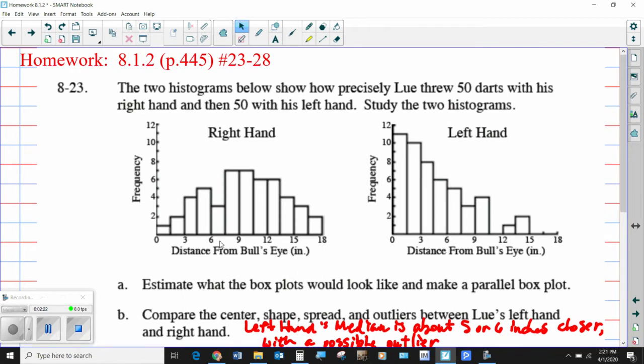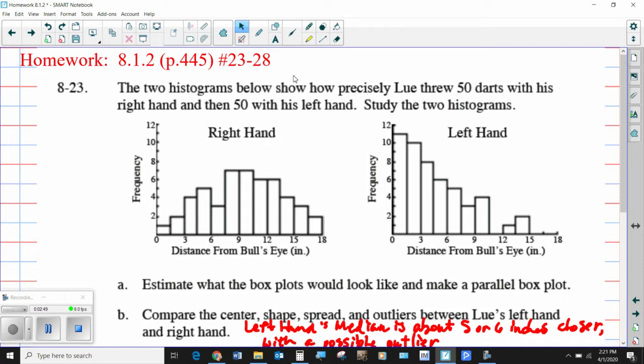All right, I'm not a big fan of this question, but let's just take a look at it. It's really the last part, or actually part A, estimate the box plots, what they would look like. I don't really like that question, but we kind of get an idea just by looking at the histogram how the box plot may look. It says the two histograms below show how precisely Lou threw 50 darts with his right hand and then with his left hand.